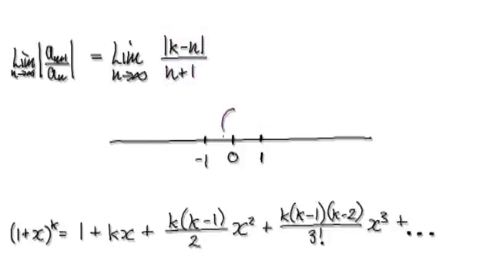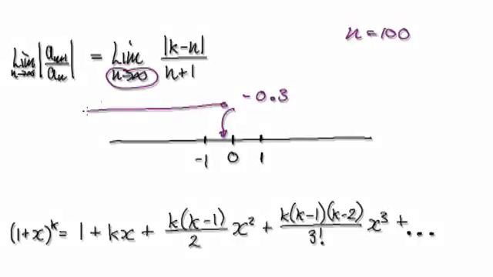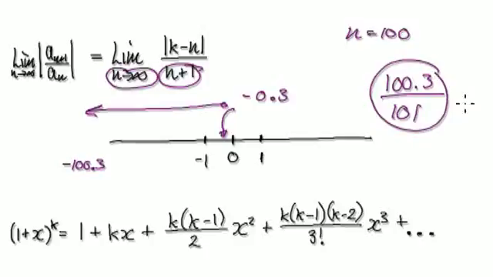Now let's say k is less than 0. So k is negative 0.3, let's say. Now when n gets to 100, remember n is moving all the way to infinity. You start here, take away 100, so you're going to end up with negative 100.3 here. Take the modulus of this, that will give you 100.3, and the denominator will be 101. It's still less than 1.